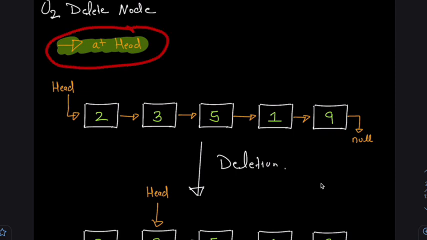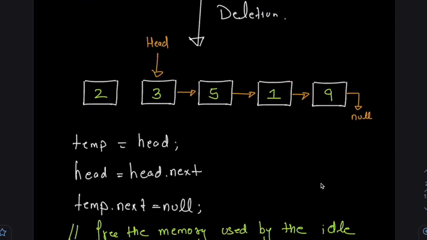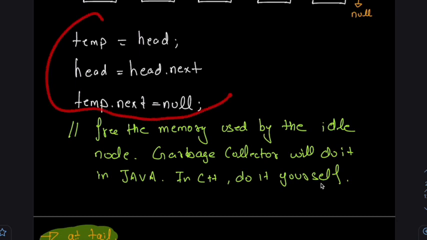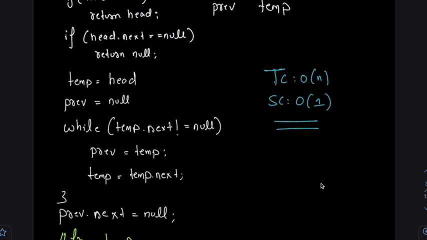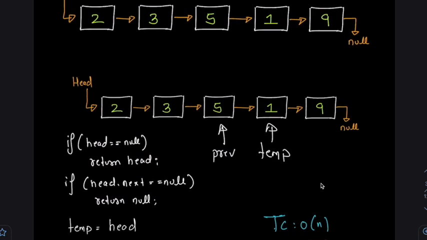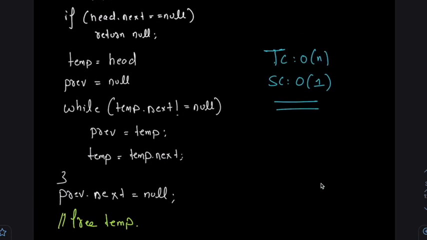Then delete a node. First, we talked about deleting at head. How can that be done? A very simple logic. I think it was just a 3-line code and we were done with it. Then delete at tail. Another different version of the question, where we are deleting the element at tail. This had a few edge cases, so try to understand this problem.